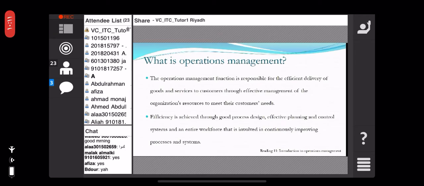What is operations management? Operations management is basically a process design, that is, how to deal with a customer. If a customer comes with a problem, how to deal with them. Plus effective planning, meaning a plan that can be effective, and a control system, controlling the whole system, the entire workforce, all the employees that are involved continuously. This is basically known as operations management.